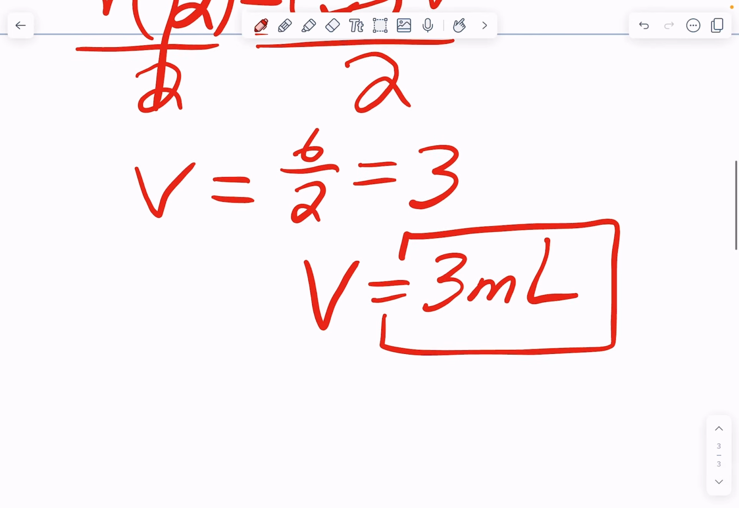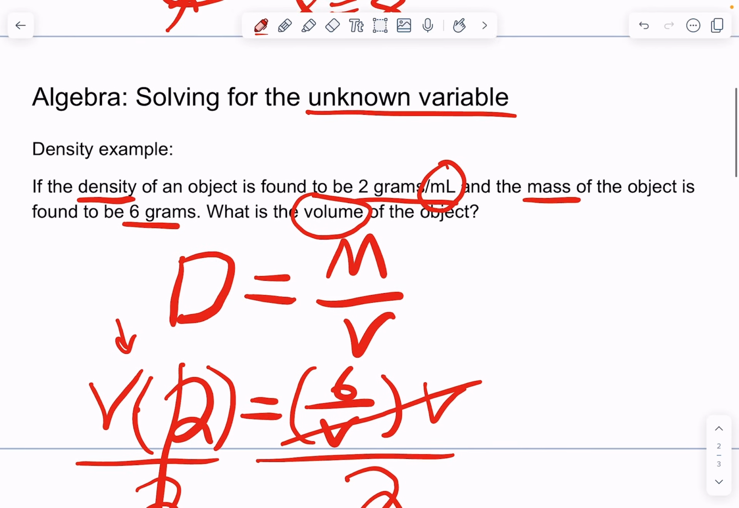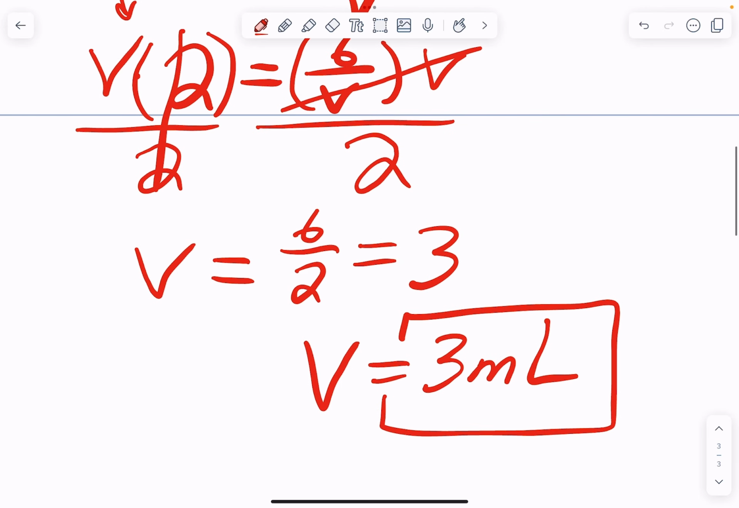Okay, that's a very easy question that you probably will not see on the AP Chem test. You're going to see other equations that are much longer, but this is just a little help on understanding what I mean by algebra. Okay, you're solving for an unknown variable.